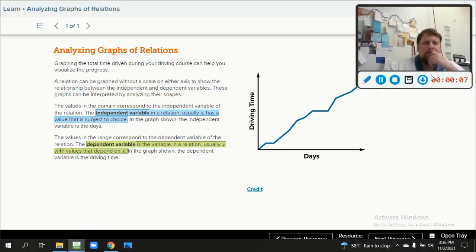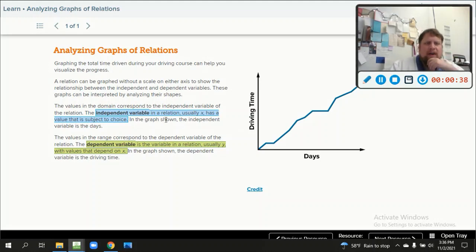Right here, we're continuing our study into graphs, analyzing relations. And so today I want to talk about looking at the actual graphs themselves in relations. Graphing the total time driven during your driving course can help you visualize the progress. A relation can be graphed without a scale on either axis to show the relationships between the independent and dependent variables. These graphs can be interpreted by analyzing their shape.